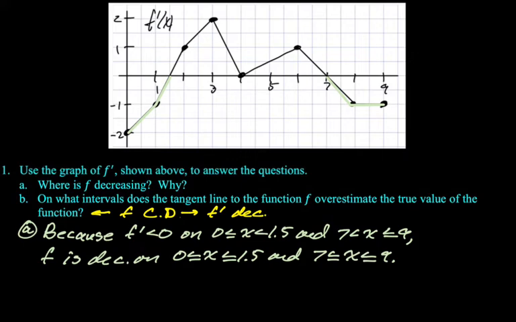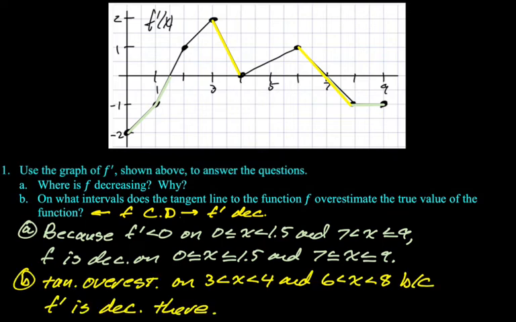So we just look at f prime and ask, where are you decreasing? So from 3 to 4 and then also from 6 to 8. And so I'm going to write up my explanation that way. I'm going to say the tangent overestimates on 3 to 4 and 6 to 8 because f prime is decreasing there. I think that's all you need.